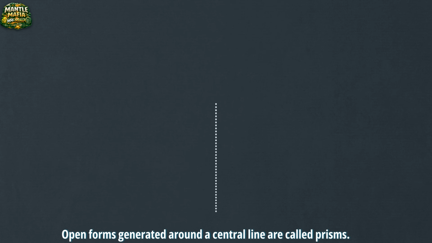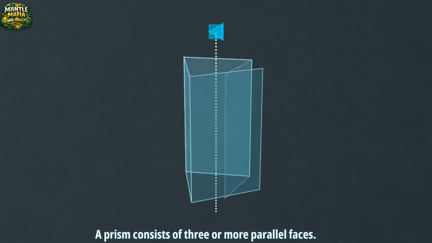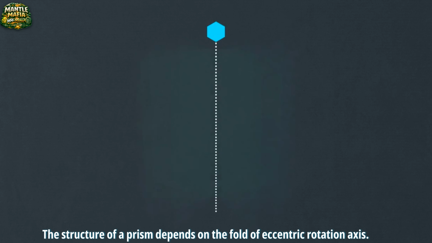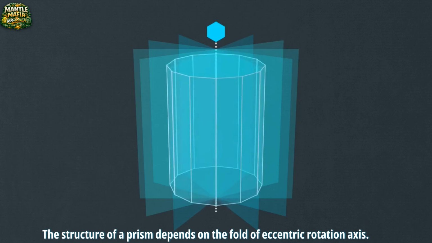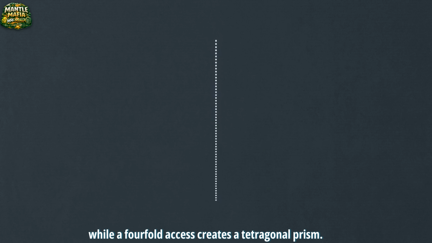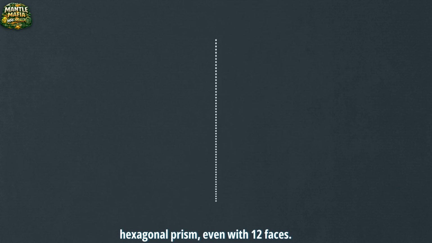Open forms generated around a central line are called prisms. A prism consists of 3 or more parallel faces. The structure of a prism depends on the fold of its central rotation axis. A 3-fold axis creates a trigonal prism, while a 4-fold axis creates a tetragonal prism. Introducing mirror planes parallel to a 6-fold axis results in a 12-faced dihexagonal prism. Even with 12 faces, the top and bottom remain exposed.